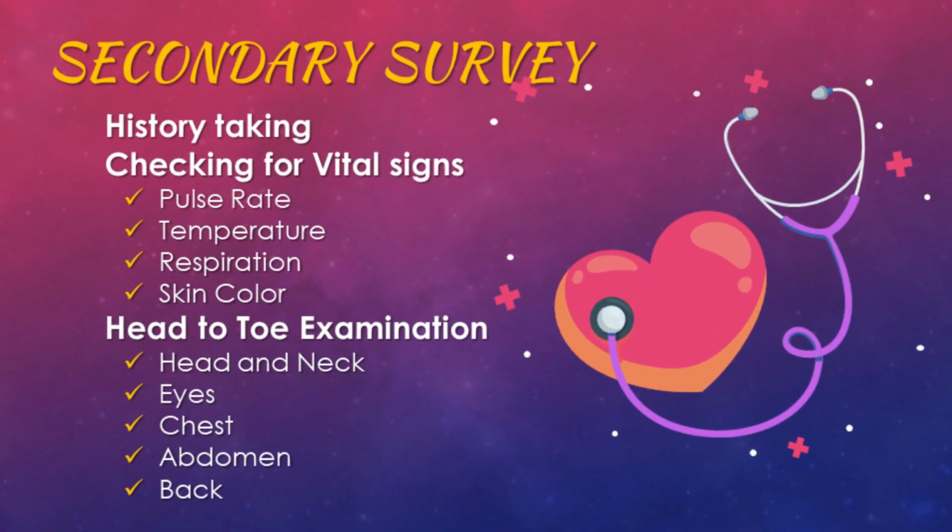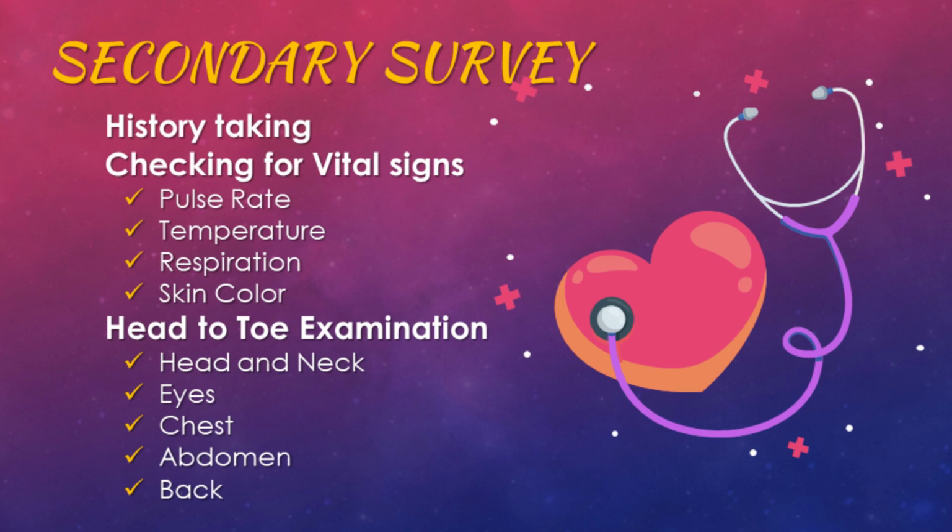So what are the steps in conducting secondary survey? This includes history taking, checking of vital signs, and head-to-toe examination. After you've conducted the primary survey, first, you have to check the history of the patient. Number 2 is to check for vital signs. This includes pulse rate, temperature, respiration, and skin color.